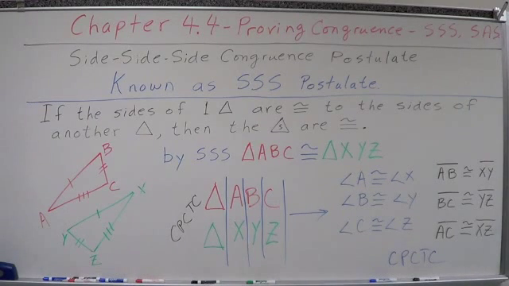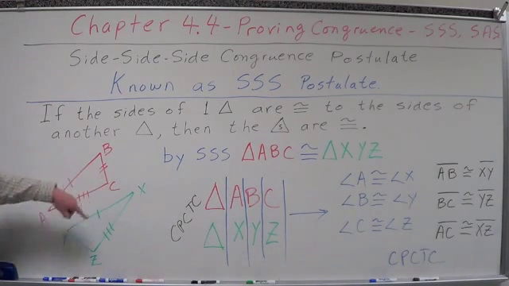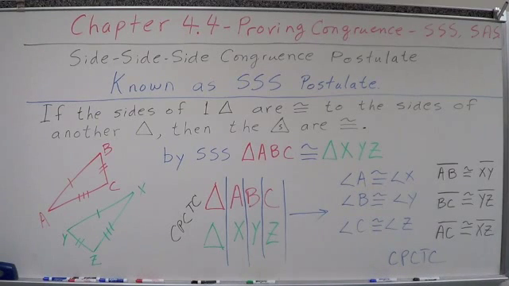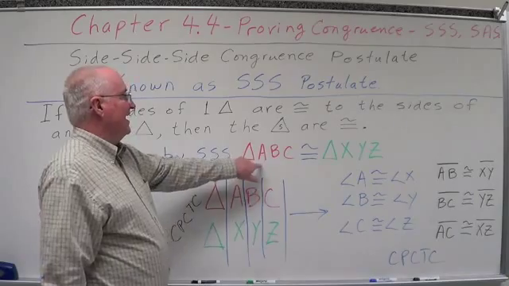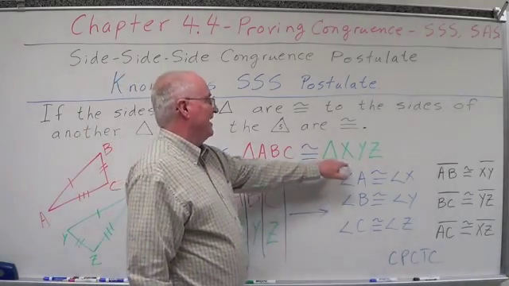Alright. Example, here's triangle ABC, regardless of how I drew them, and here's triangle XYZ. They are marked. Segment AB is congruent to segment XY. Segment BC is congruent to segment YZ. And segment AC is congruent to segment XZ. So since all of those sides are congruent to each other, by the SSS postulate, triangle ABC is congruent to triangle XYZ.